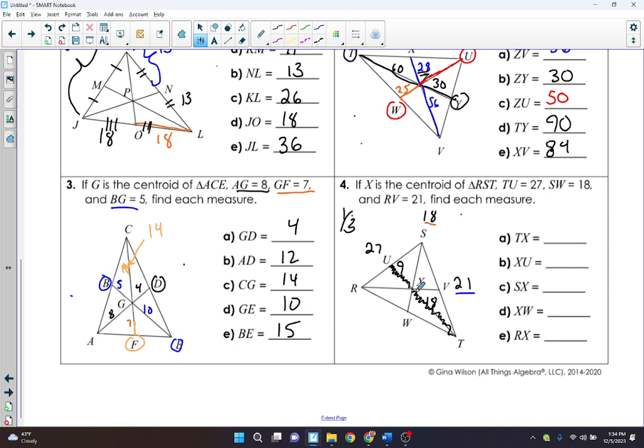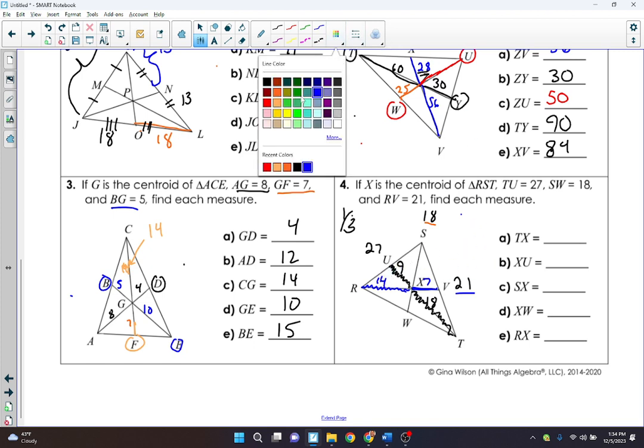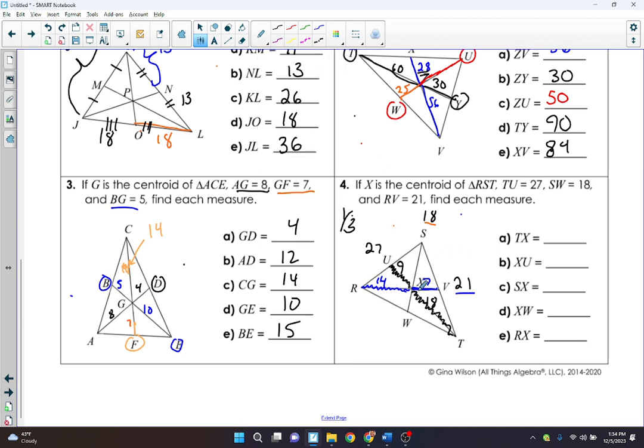Over here, 21. The small piece is 1/3. So 21 divided by 3 is 7. And then this piece over here is double the small piece. So that is going to be 14. And then this one over here, the small piece, and I know it's a small piece because it hits the wall, is going to be 1/3 of 18, so 6. Which means this piece over here should be double 6, or 12.